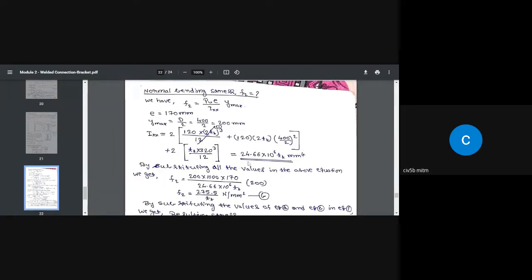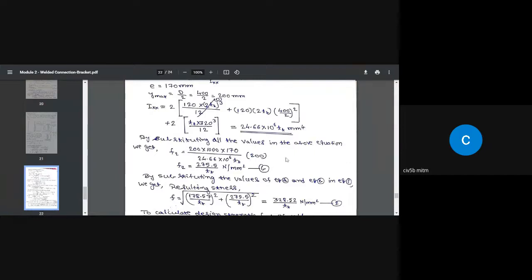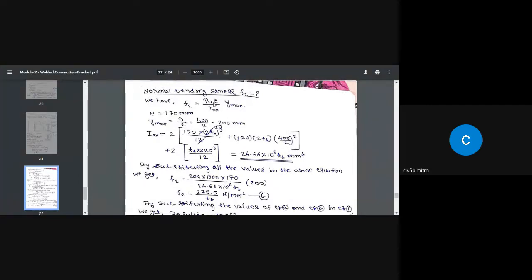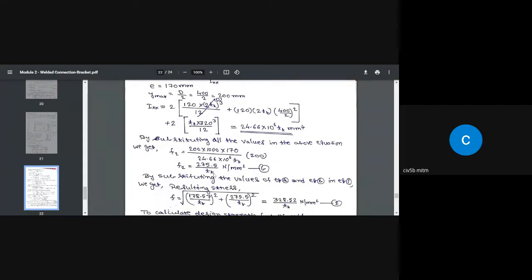Finally, I got the IXX value equal to this much, in terms of TT. So now I have all the values to substitute in this equation. PU is known, E is known, IXX is known now, Ymax is known. So substitute all the values in this equation. So I got the value of F2 equal to this much.